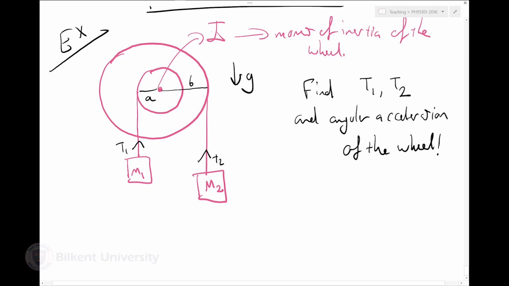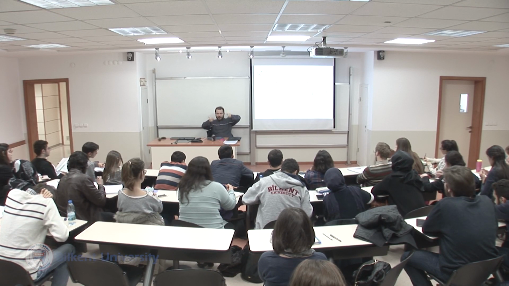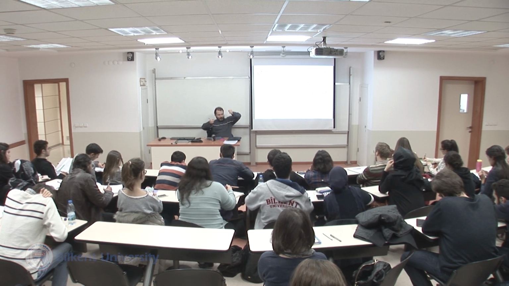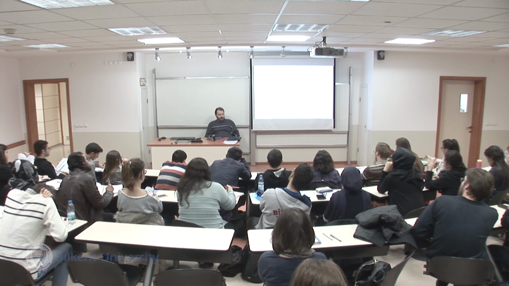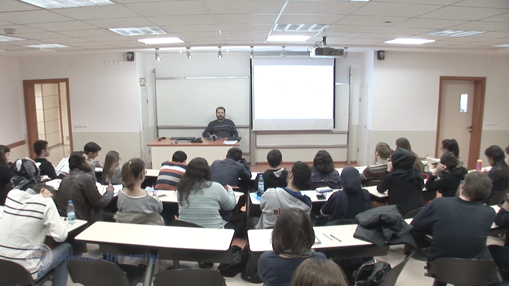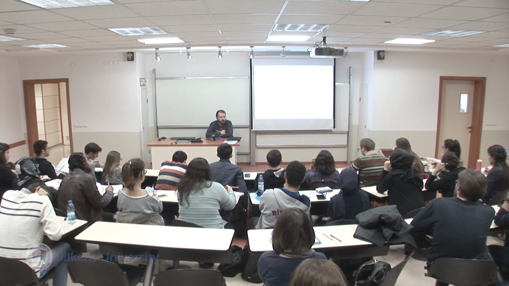So when I let the system go, if M1 over M2 ratio is not exactly B over A, this wheel is going to rotate left or right depending on M1 and M2, right? One of the masses is going to go down, the other is going to go up. And the wheel will start rotating with some angular acceleration. Let's find out all those quantities.